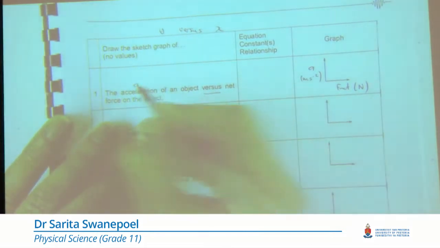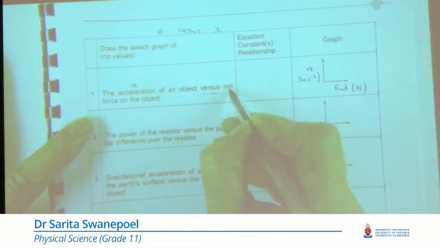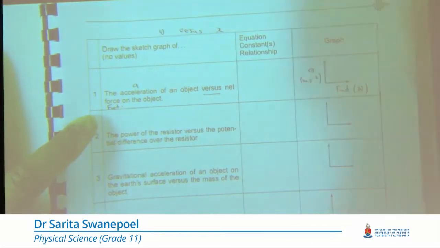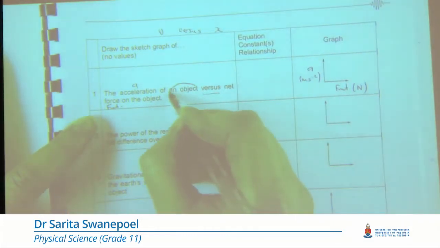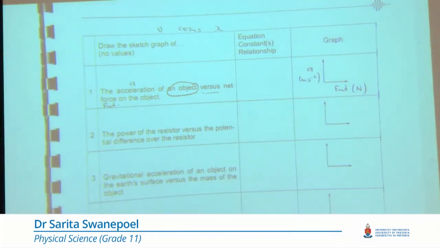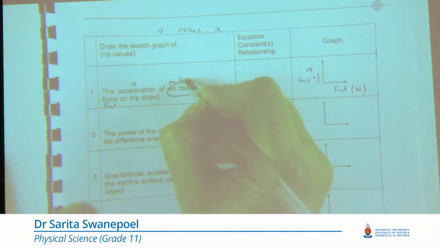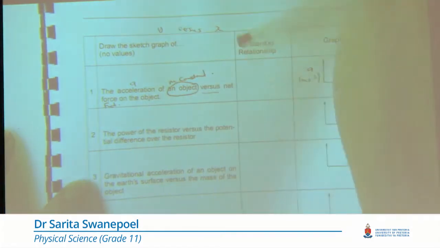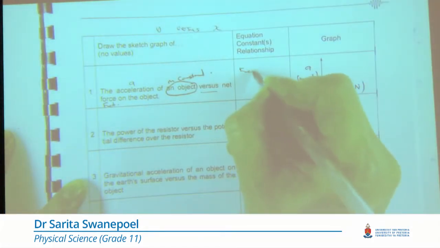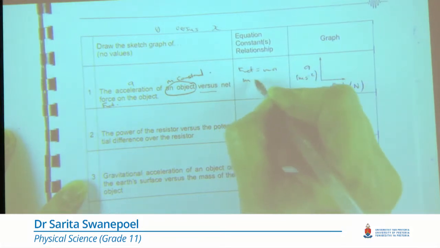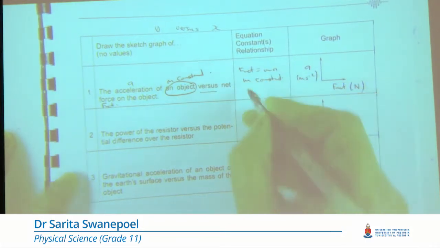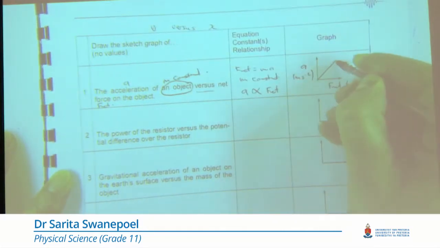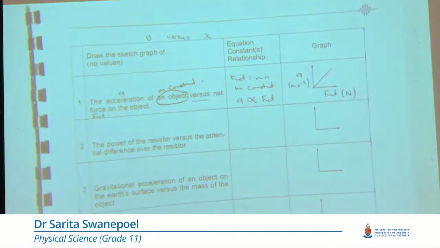We're talking about acceleration, we're talking about net force, and there's something extra you have to read between the lines. What does an object tell me? It tells me m is a constant. I'm working with the same object always, so m is a constant. So when I look at F net equals m times a, m is my constant. What is the relationship between a and F net? Directly proportional, and therefore it should be a straight line through the origin.